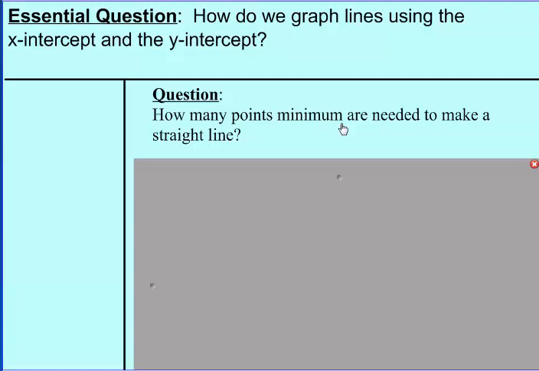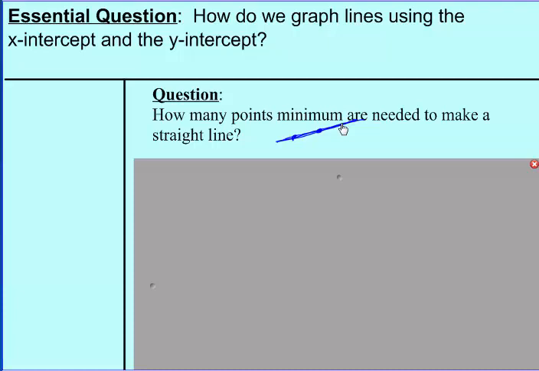Think about how many points minimum are needed to make a straight line. If you have just 1 point, through that 1 point you can draw all sorts of different lines. If we look at 2 points and draw a line through them, there's only one way to get through those 2 points. So the minimum number of points needed to make a straight line is 2.